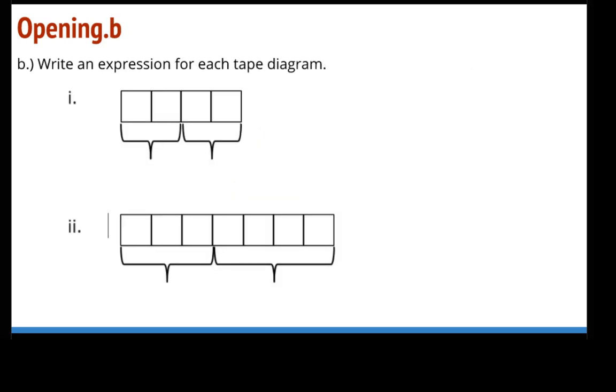All right, opening B here, go ahead and write an expression for each of the tape diagrams. Hopefully you were able to make a quick count here and have 2 and 2 more and 3 and 4 more. It's important that we recognize that these particular tape diagrams are showing that we are combining things.